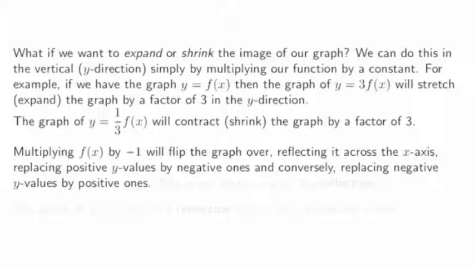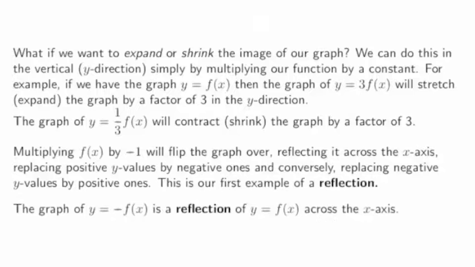We could multiply on the outside by minus 1. Multiplying f of x by minus 1 will flip the graph over, reflecting it across the x-axis, replacing positive y values by negative ones, and conversely replacing negative y values by positive ones. This is our first example of a reflection. The graph of y equals minus f of x is a reflection of y equals f of x across the x-axis.